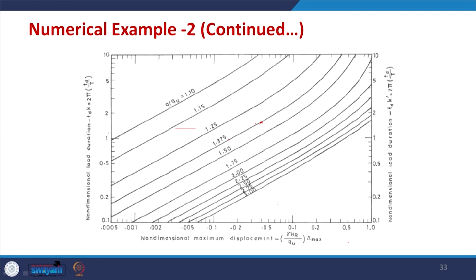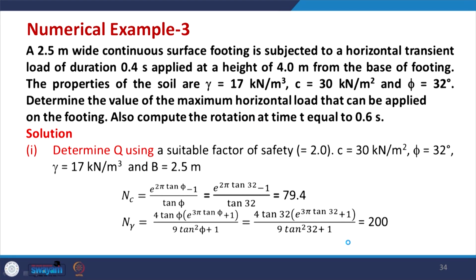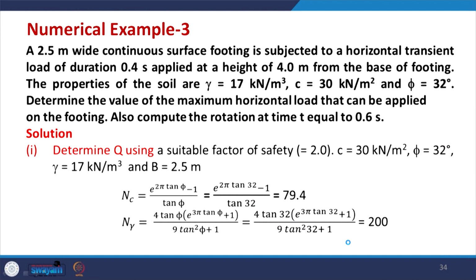The third one, which is based on Tumor solution, is the third example. In this case, the earthquake load applied is horizontal. Of course, the vertical load will be always acting, but in addition you have a transient horizontal load in this case, and the data given is again B for the footing is 2.5 meter, and depth of the footing in this case will be 0 because it is considered a surface footing.